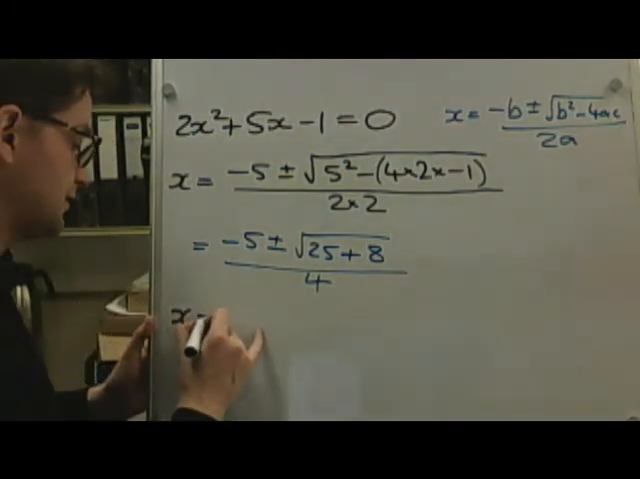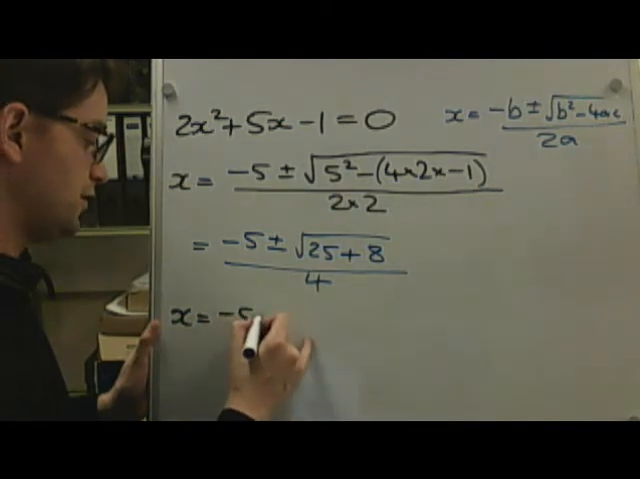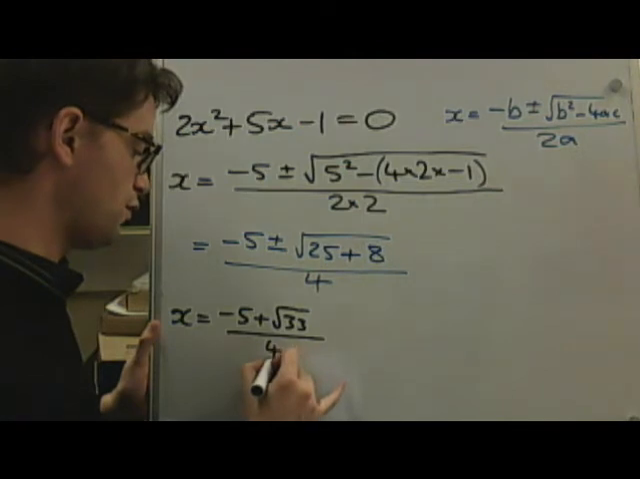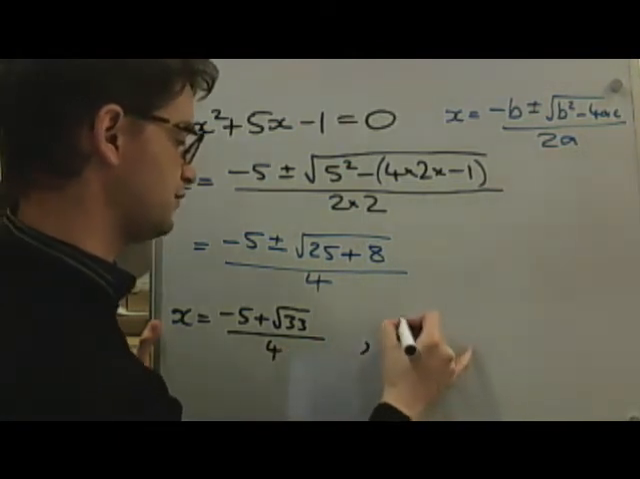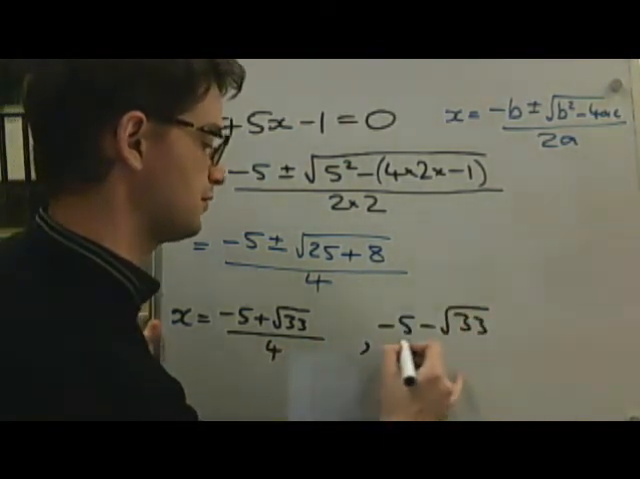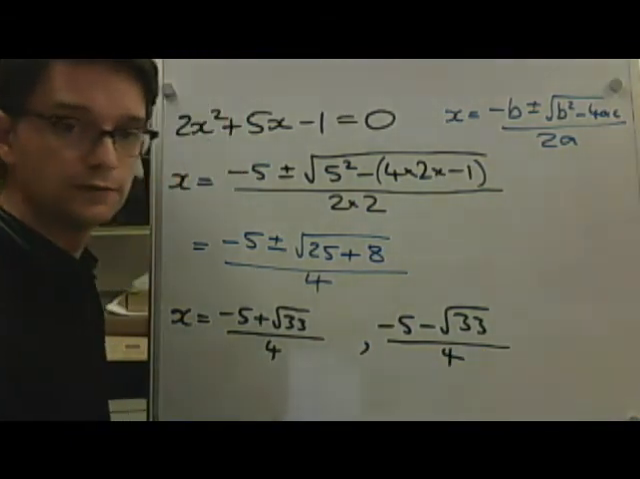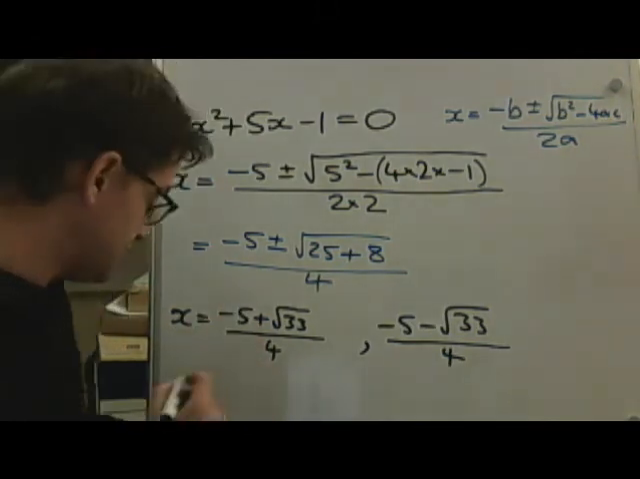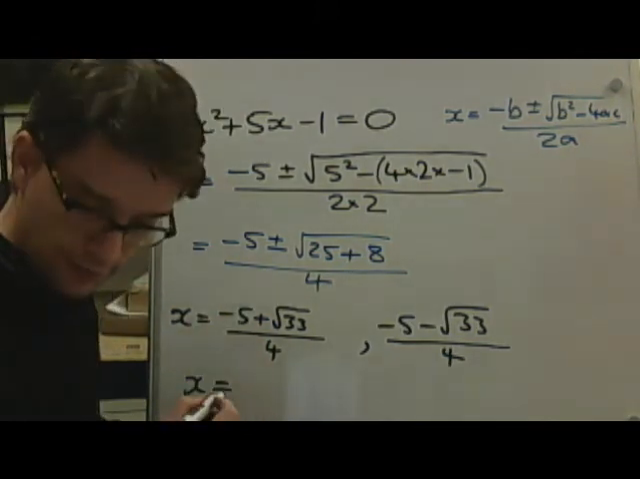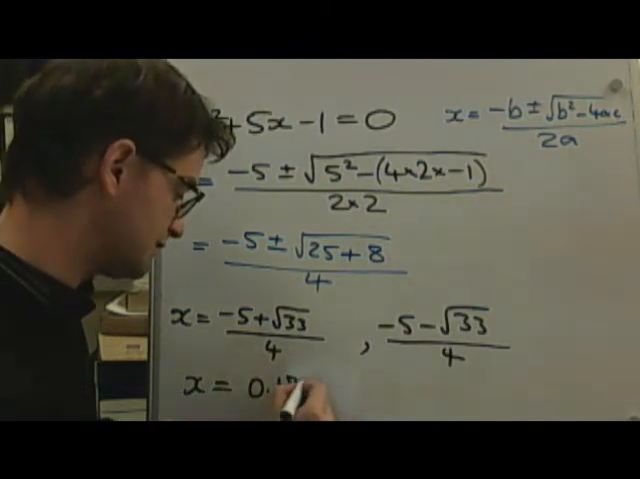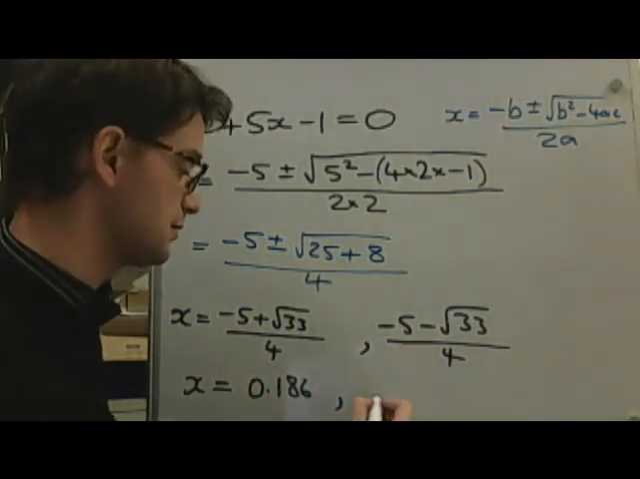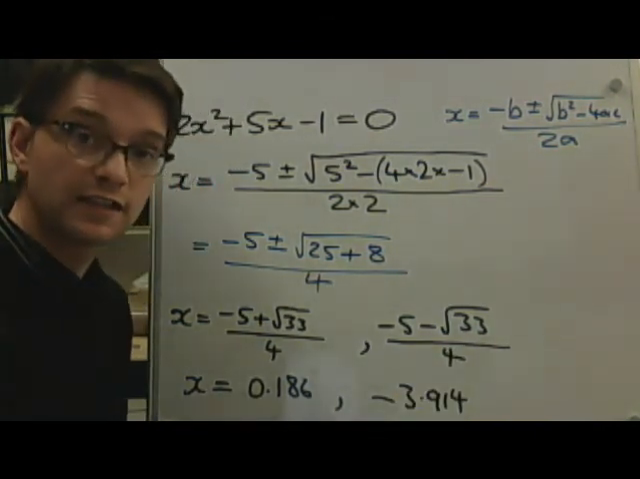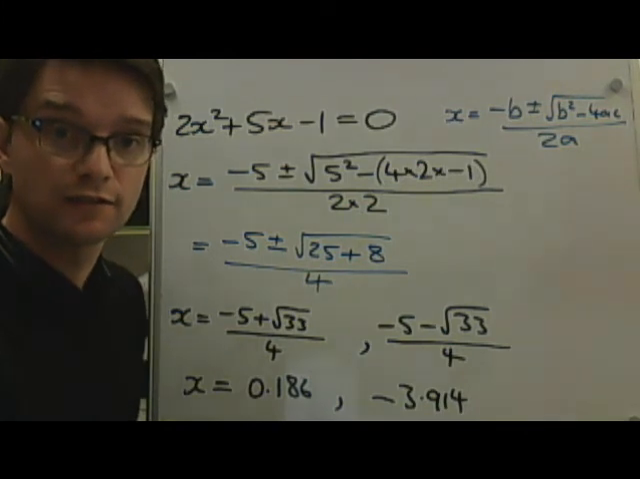So I get x equals minus 5 plus the square root of 33 all over 4 and minus 5 minus the square root of 33 all over 4. And you can stick these numbers into your calculator and I think you will get 0.186 for this one and you'll get minus 3.914 for this one. There's a couple of examples of solving quadratic equations with the formula.